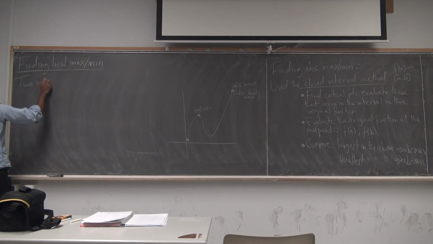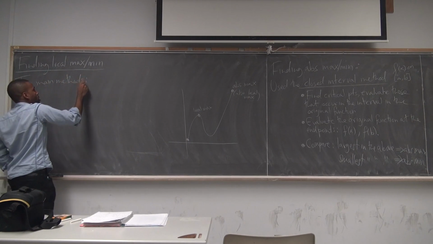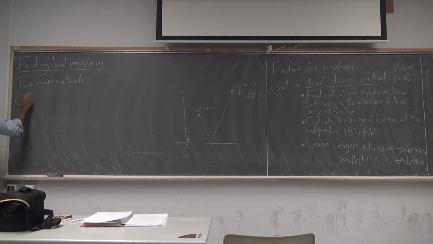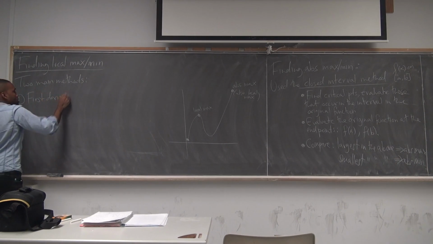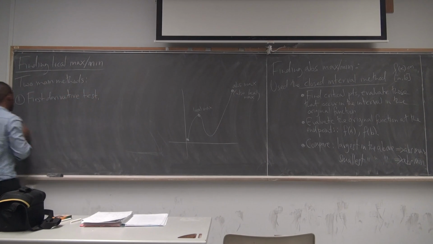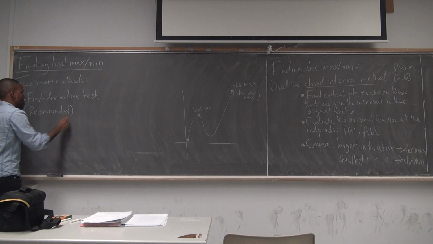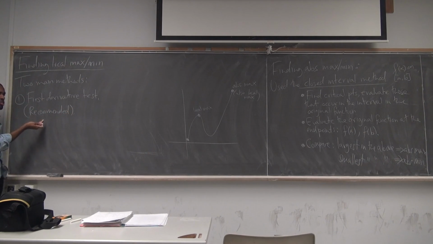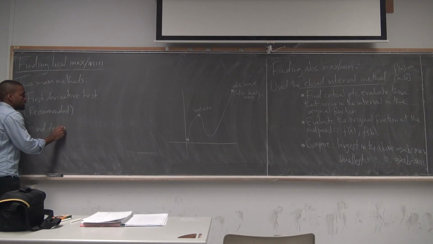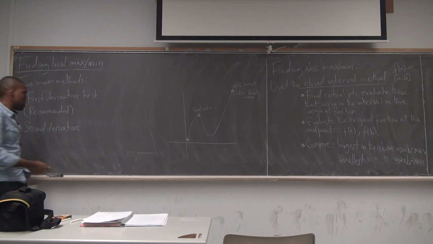We're gonna have two main methods here. One is called the first derivative test, and it is in fact the recommended method. Kind of because in a problem where you need to do this, you're going to have to do this test anyway, so you might as well use it for two purposes instead of one. You'll need this first derivative test to tell you other things, like where the function is increasing or decreasing. So you can also use that same thing to find the max and min, and I'll show you how. Another method is called the second derivative test, which takes an extra step. You have to find the second derivative, and then you're going to evaluate it in the other steps.